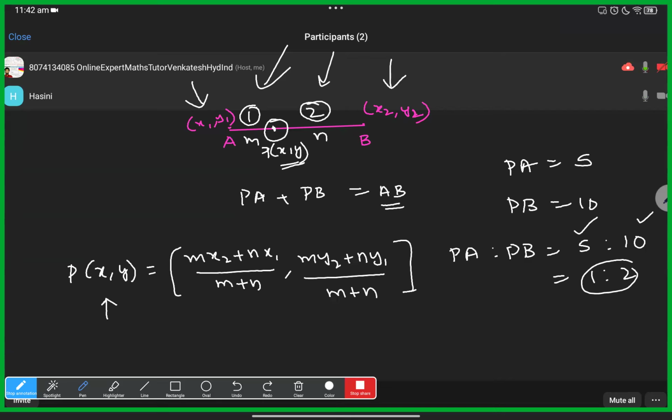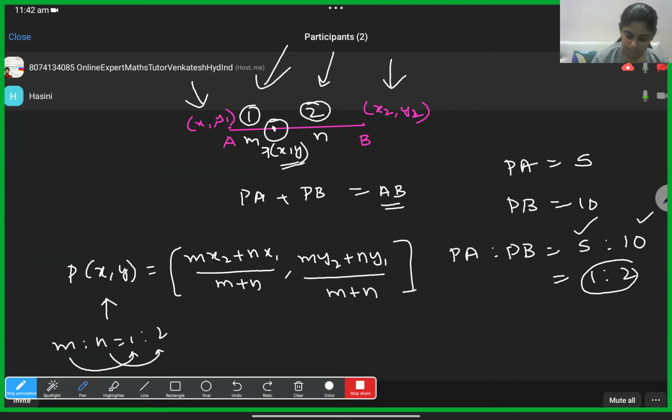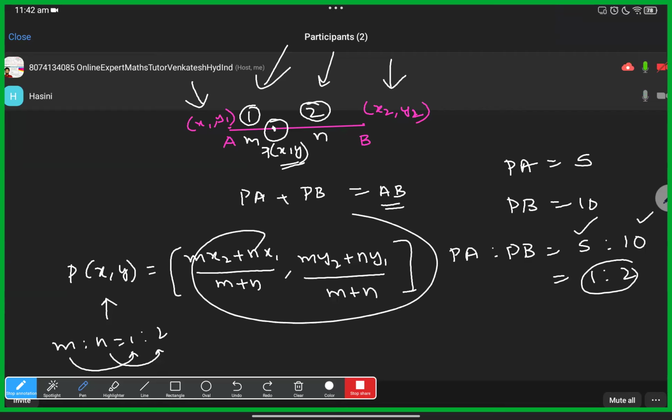So what are m and n in this formula? They are the ratio values. Suppose m is to n is 1 is to 2, then we need to keep m as 1 and n as 2. If the ratio is 1 is to 2, m will be 1 and n will be 2. We just have to keep these values in the formula.